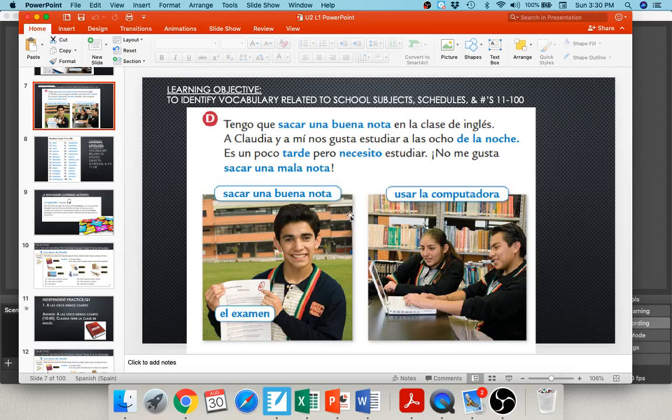You see some other things going on here in the picture. You can see he's holding up an examen. It looks like he's gotten a good grade, an A+. And over here we see some people in the library, and they have to usar la computadora, to use the computer.